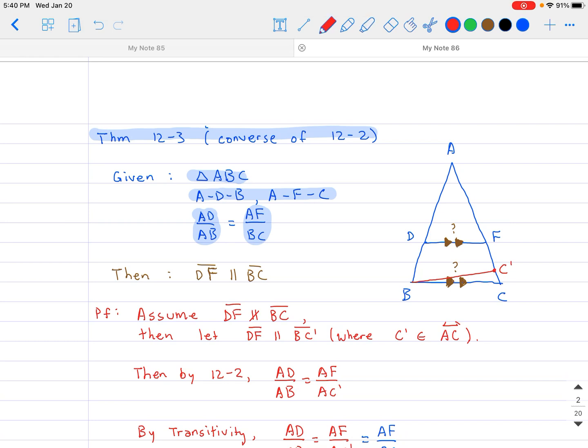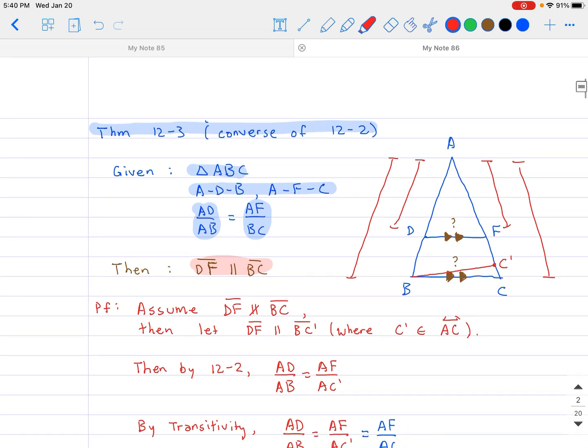So that means that over here on the right-hand side, this length divided by this length over here is equal to this length divided by this length over here. Then the conclusion is that, for the converse, I need to prove that BC, which is the third side, is going to be parallel to DF, which is that segment that you're going to make in between. All right, so let's go ahead and prove this then.